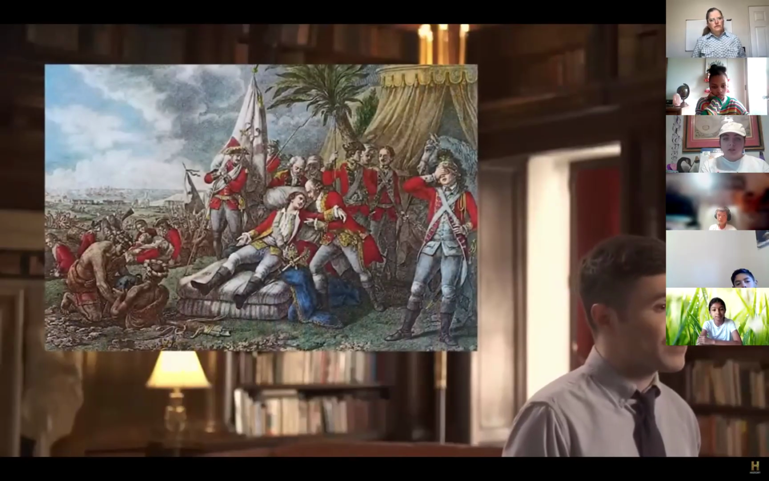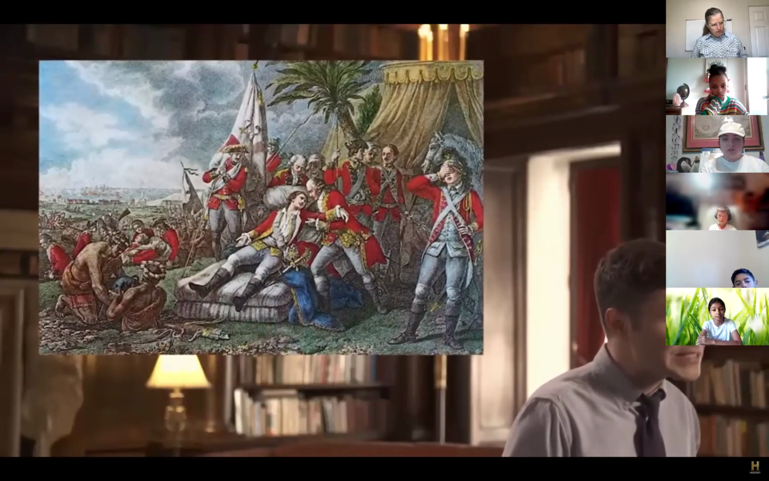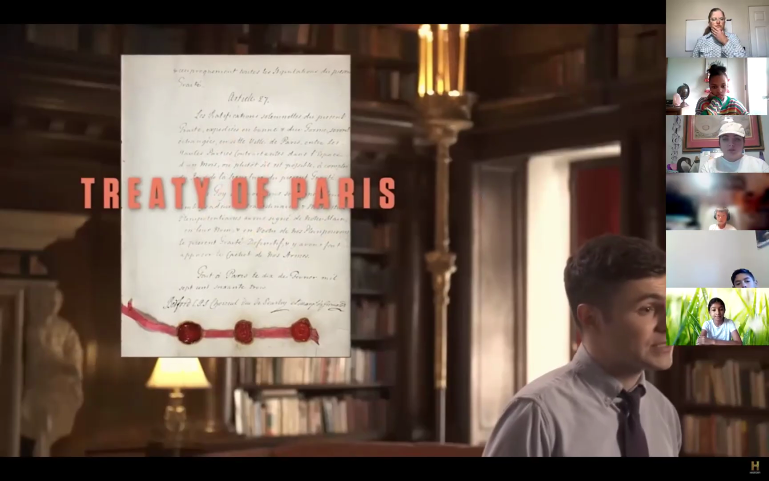The war ended with the French defeat at the Battle of Quebec and the signing of the Treaty of Paris in 1763. The British gained control of Canada and all land east of the Mississippi River.